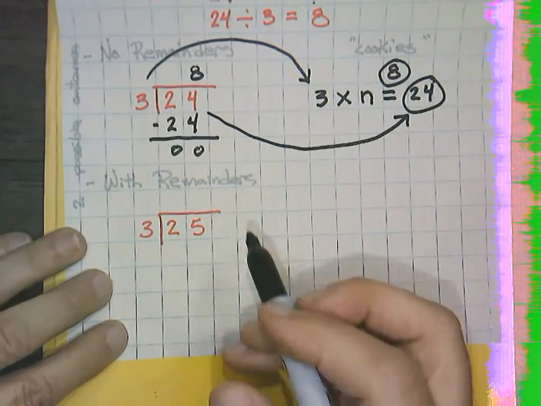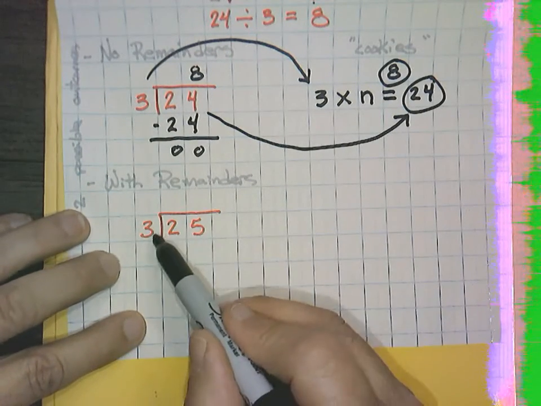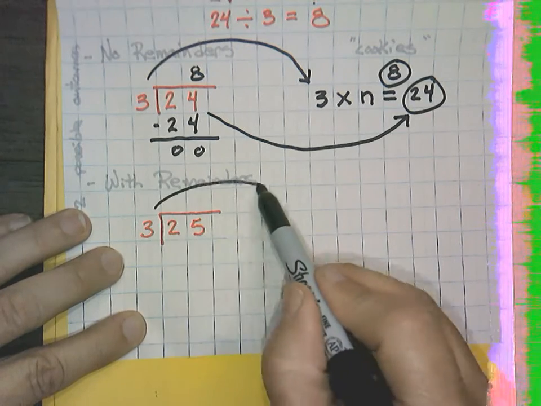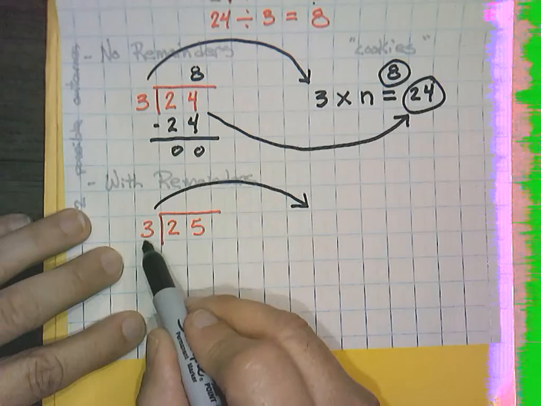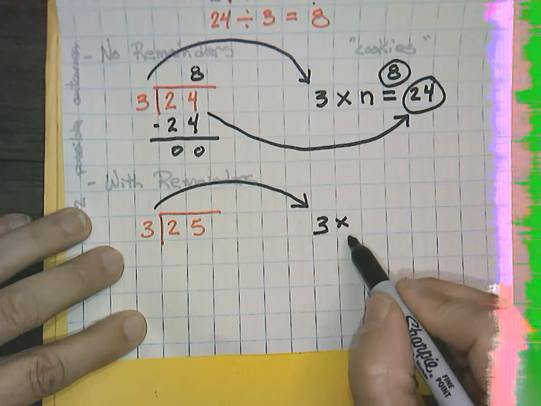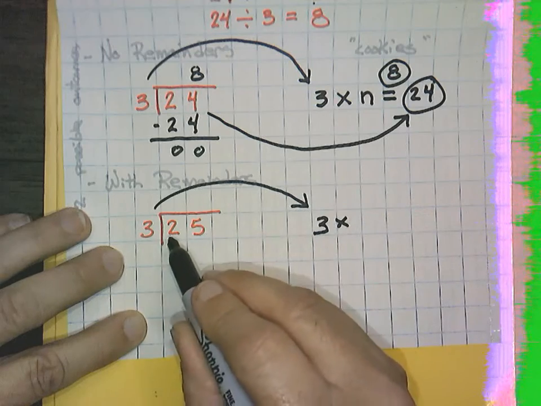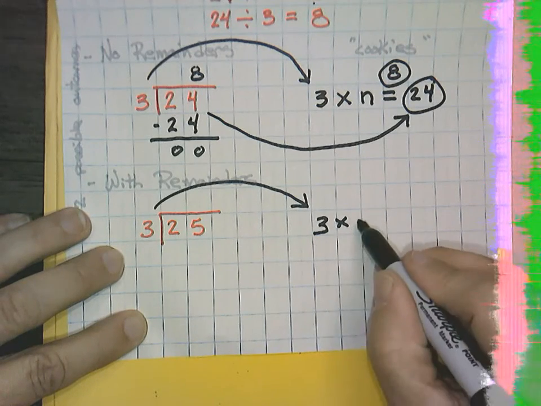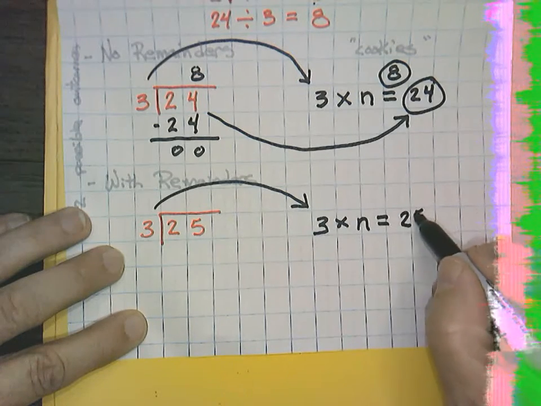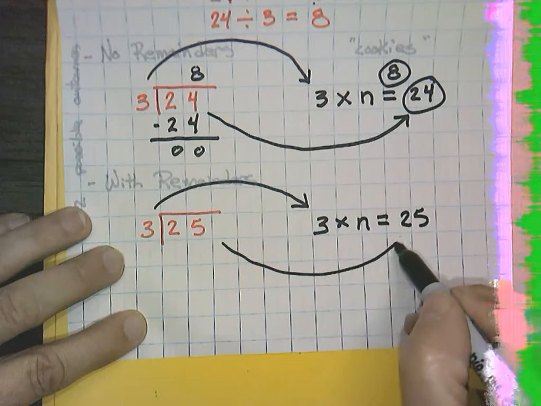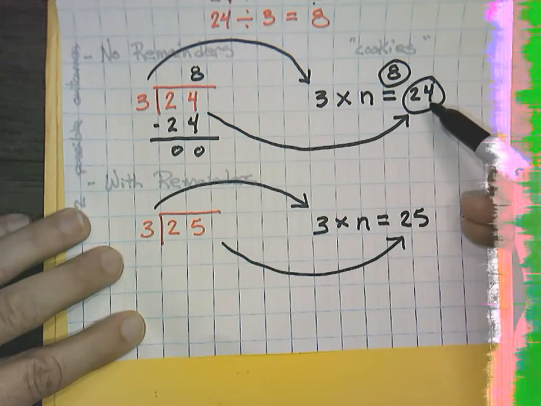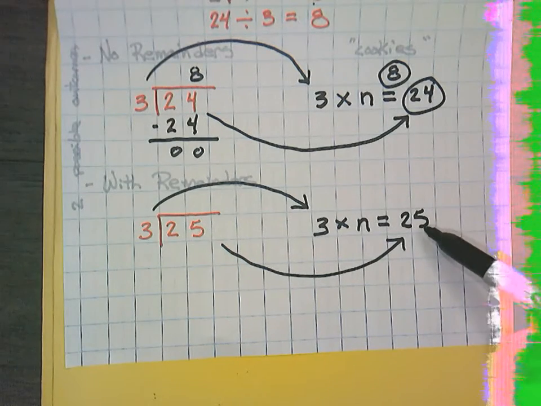Now, we're going to do a problem with remainders. 25 divided by 3. I'm going to use my division fact to build my multiplication fact. So here's my 3 times, opposite, right? We're going opposite of division, which is multiplication. 3 times n, the unknown number, is equal to 25. And again, I'm going to draw it like that. Well, we know from up here that the closest I can get is 24.